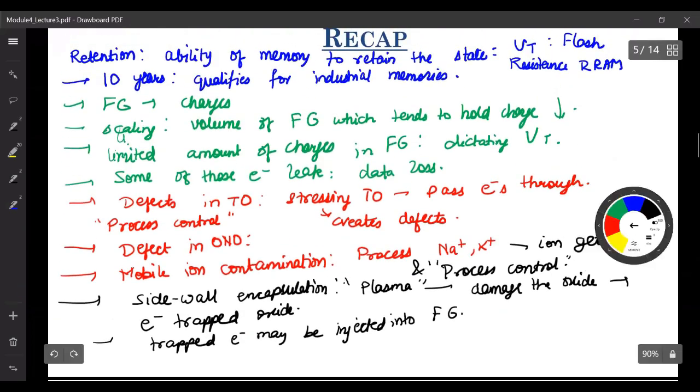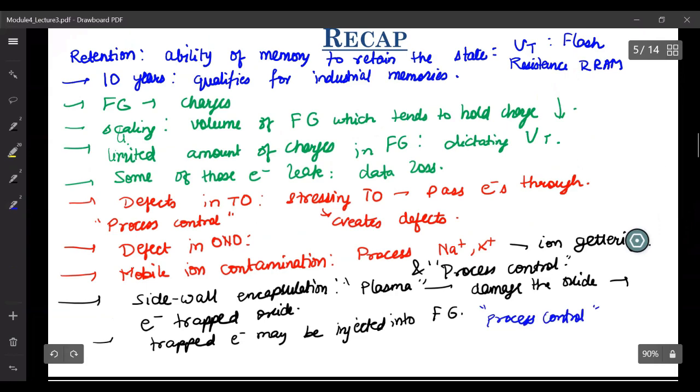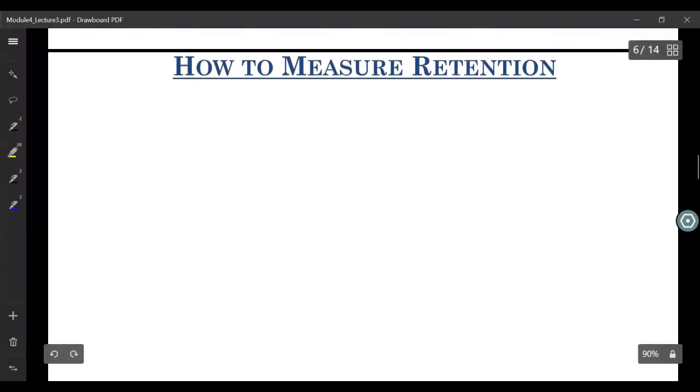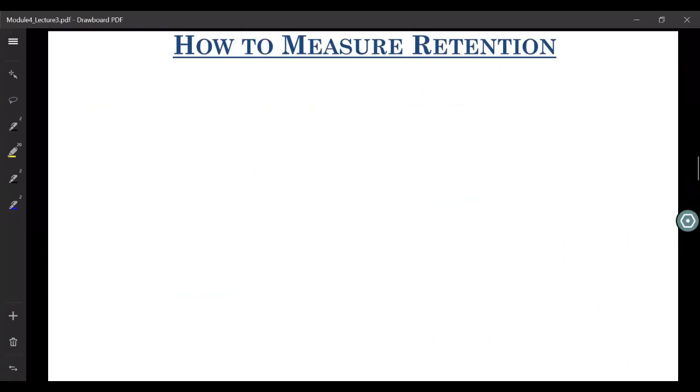So for this plasma damage also, the best thing to do is maintain a process control to minimize its impact. With this, let us now look at how we measure this retention. So the question is how we measure retention.